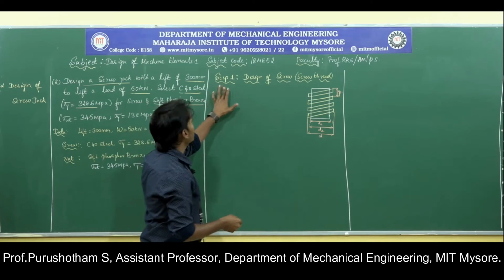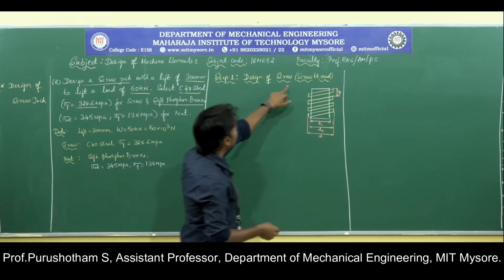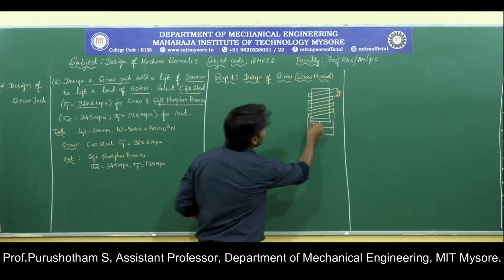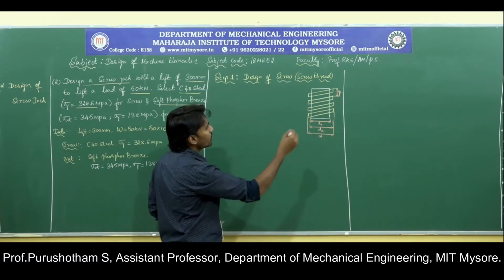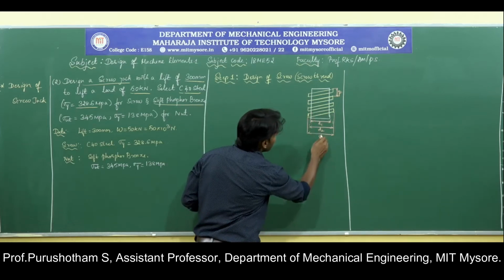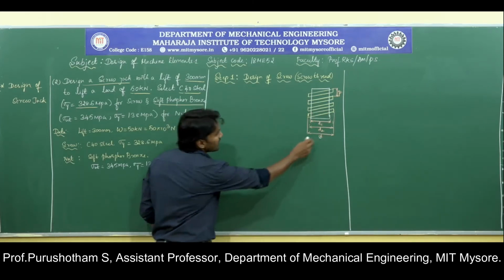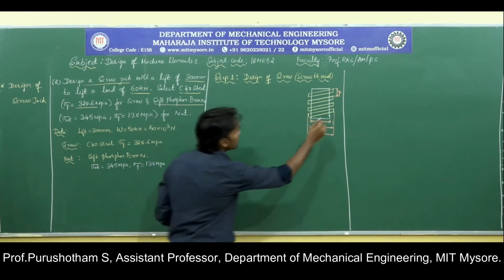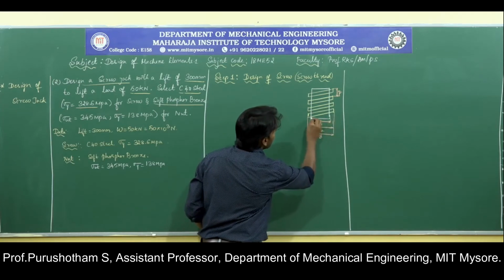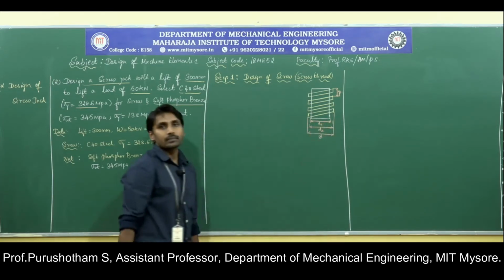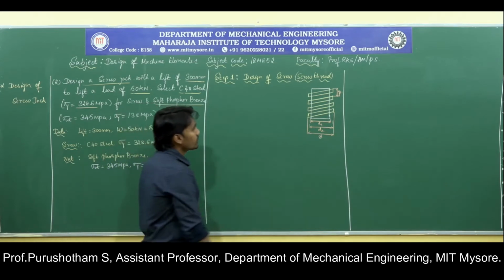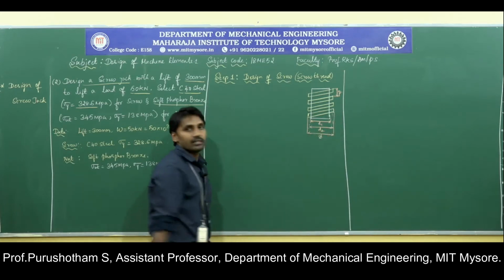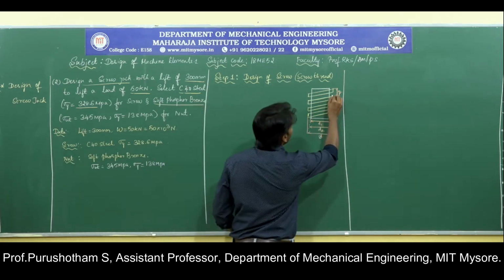In the first step I am going to design the screw thread. I will draw a simple figure. What we need to find out: this small letter d represents the major diameter of the screw or thread. This will be d1, from ear to ear, the minor diameter of the screw thread. Then this one, d2, will be the mean diameter.